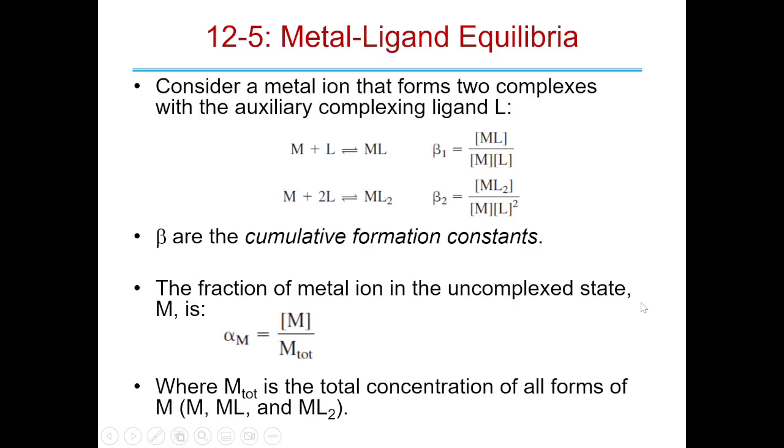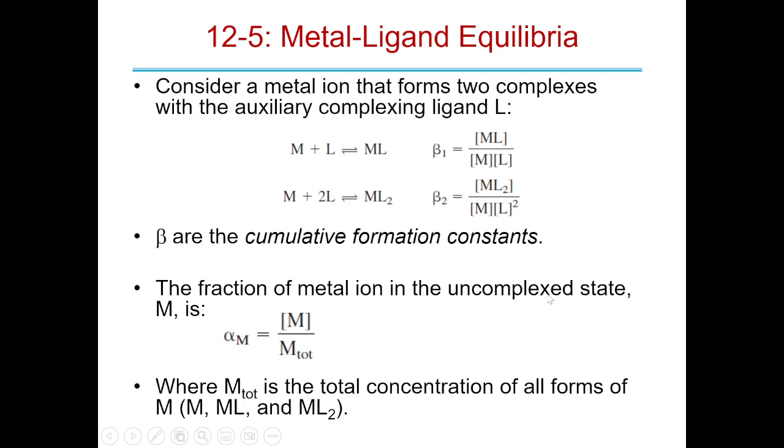Anybody have any questions about that? Good. Okay, let's consider a metal ion that forms two complexes with your auxiliary complexing agent or ligand. You have the metal forming a complex with your ligand. That would be beta 1. Your second complex would be beta 2, just like all the other complexes that we talked about, right? Beta 1, beta 2. Beta are the cumulative formation constants.